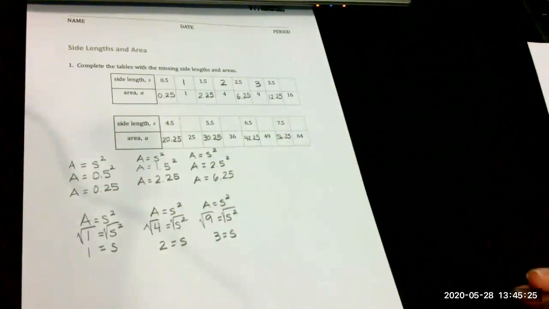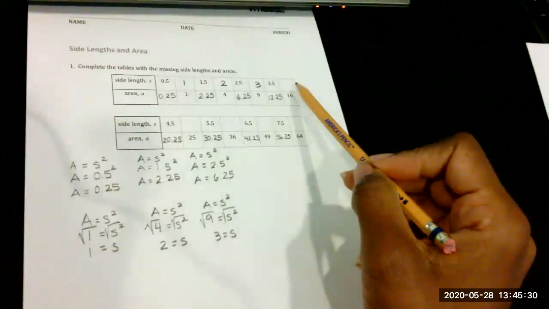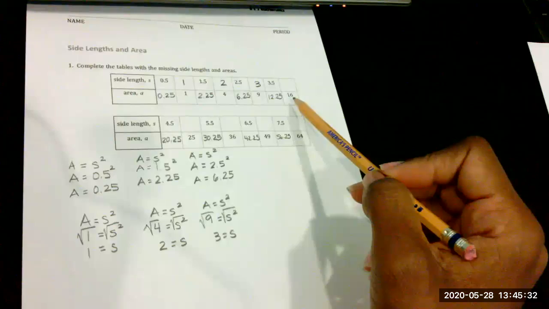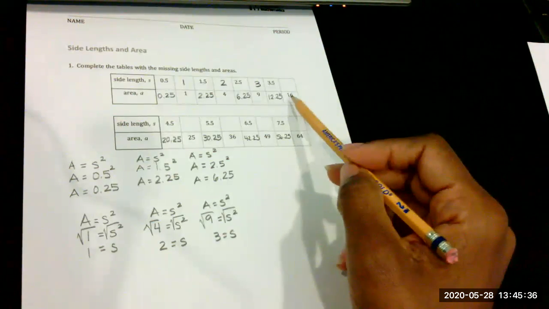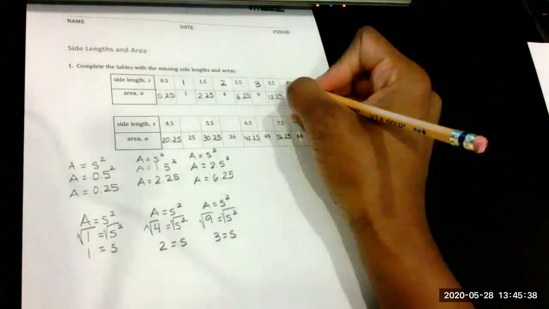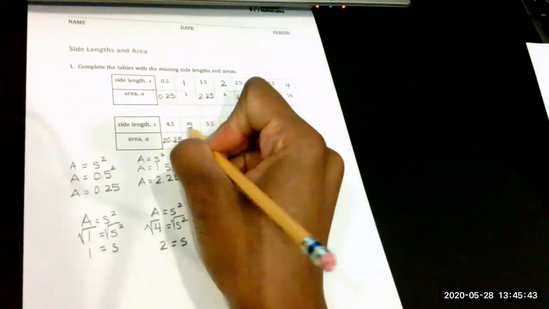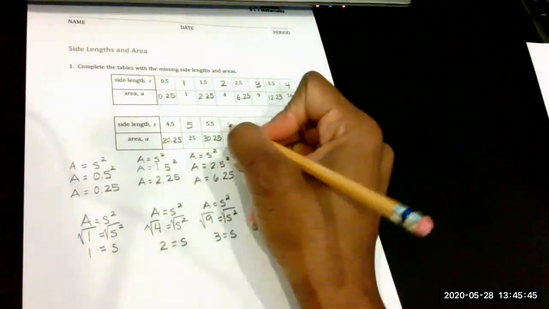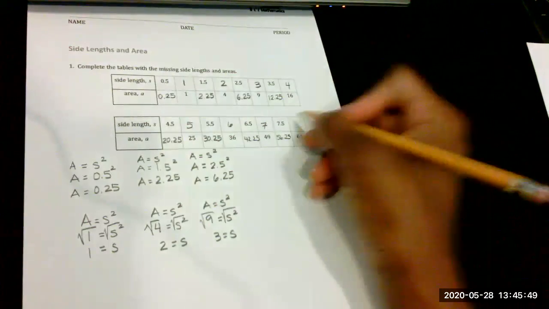3, 4. What I wanted you guys to see is that when you're trying to find the side length, you have to find the square root of the area. That'll give you the side length. So for example, the square root of 16 is 4, because 4 times 4 is 16. The square root of 25 is 5. Square root of 36 is 6. The square root of 49 is 7. And the square root of 64 is 8.